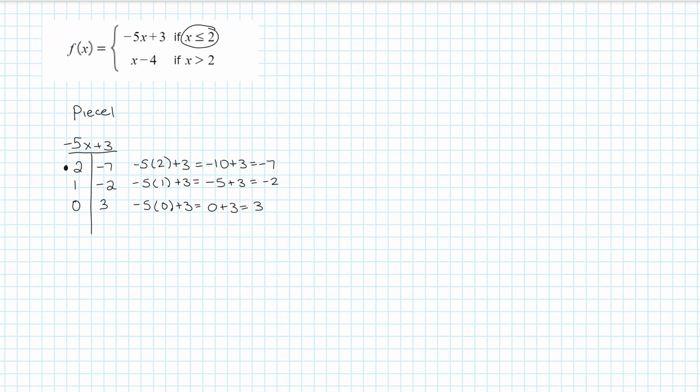For the second piece, we're going to do similar. It's going to follow the pattern x minus 4. And we're only allowed to pick x's bigger than 2, but like we talked about in class, there's no number that's really close to 2 that we can pick. So we're going to pick 2, but we're going to leave it open. Now, we want to pick numbers bigger than 2, so maybe 3 and 4.